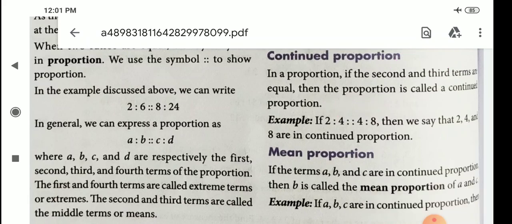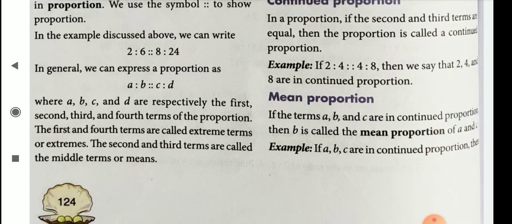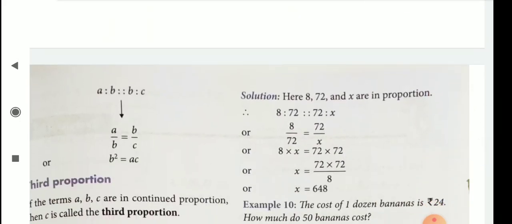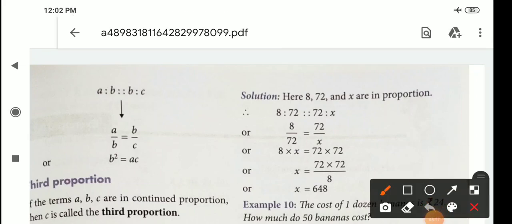Then mean proportion, children. If the terms A, B and C are in continued proportion, then B is called the mean proportion of A and C. For example, if A, B, C are in continued proportion, then A is to B double colon B is to C. Means A/B equal to B/C, means B squared equal to AC. Okay. The product of means equal to the product of extremes.